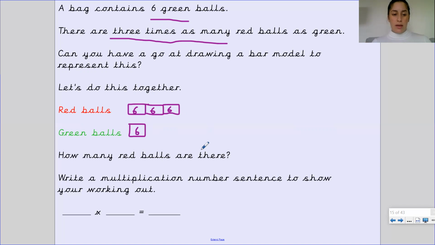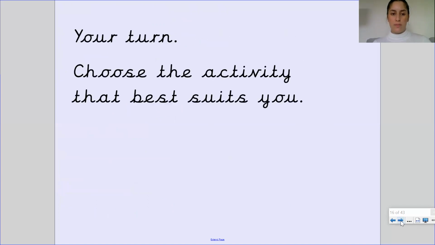So how many balls are there? Let's write a multiplication number sentence to represent this. Well, how many equal groups do we have? 3. And how many are in each group? 6, because I know there are 6 green balls in each bag, and I know that there are 3 times as many red balls as there are green. So 6 times 3 equals 18. So there are 18 red balls.